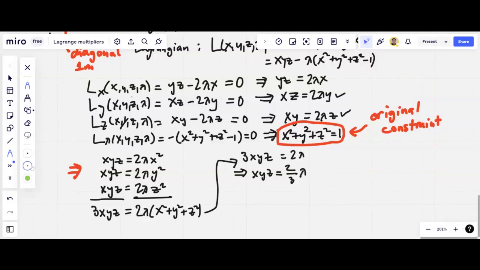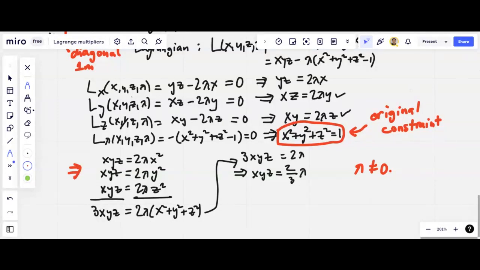Now take note that we want lambda to be not equal to 0, because we want all of the values of x, y, and z to be positive, and if any one of the values of x, y, z is 0, then no rectangular box will actually be formed. And so what we want is for lambda to be not equal to 0.